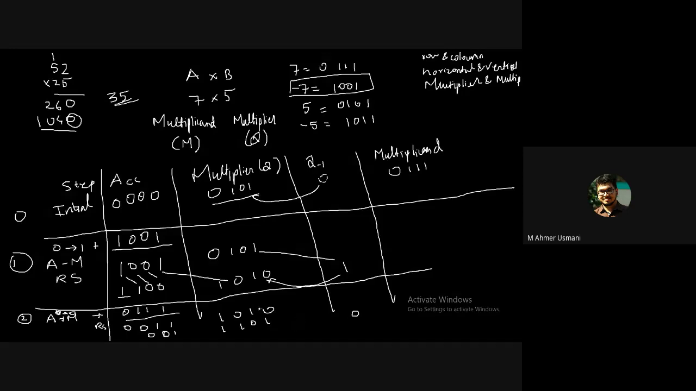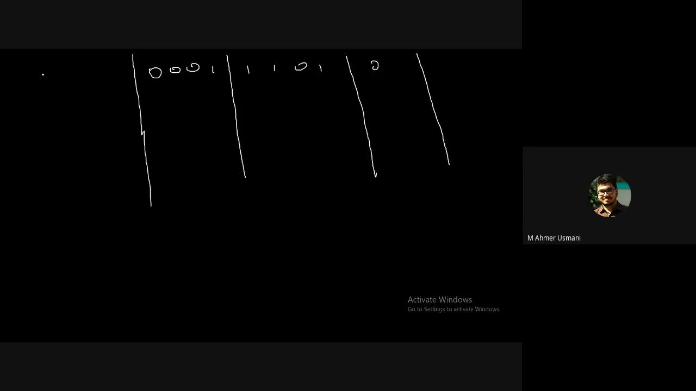Step number 2. We get the MSB again, which is 0. So what we get as the final answer is 0, 0, 0, 1 in the accumulator. In Q we get 1101. In the imaginary bit we get 0. So this was step 2.